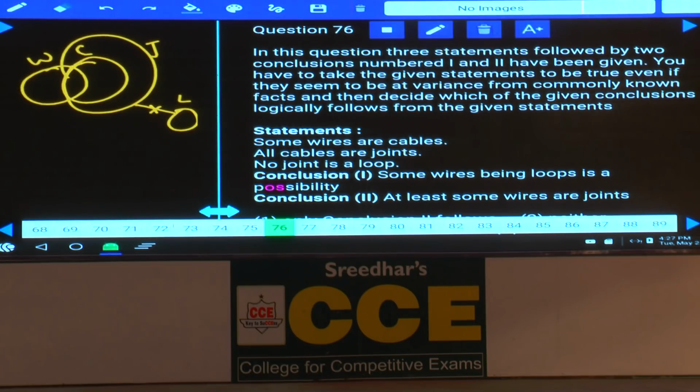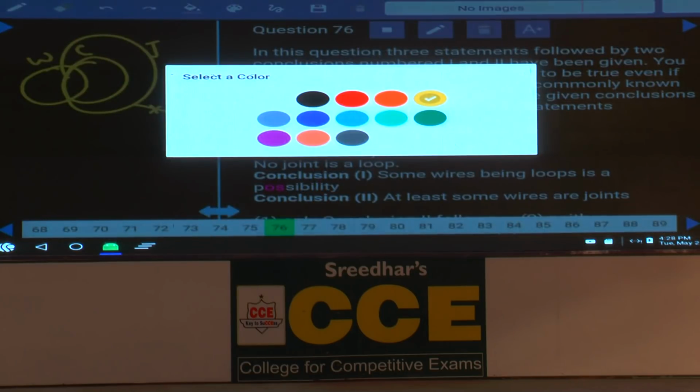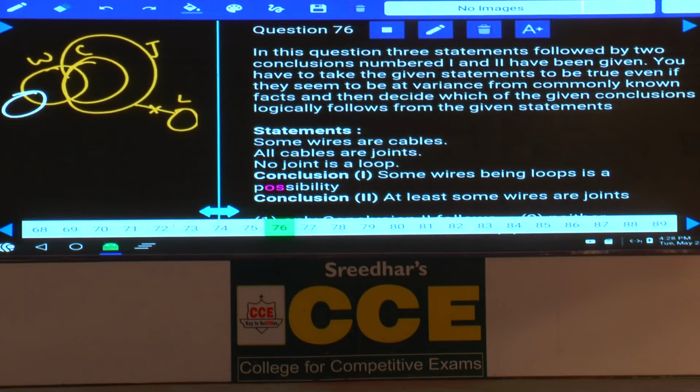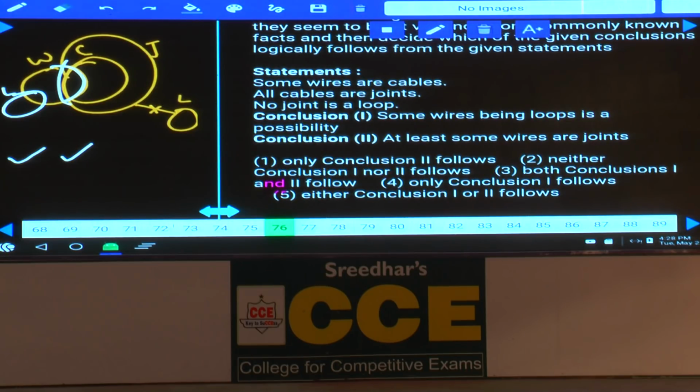First one, some wires are loops is a possibility. Some wires are loops is possible or not? Yes, tell me whether we can write down these loops here or not. Yes, it is possible. And some wires are joints is also true. And so what is your answer here? Both the conclusions follow. Both 1 and 2. And it is given in choice 3, 76.